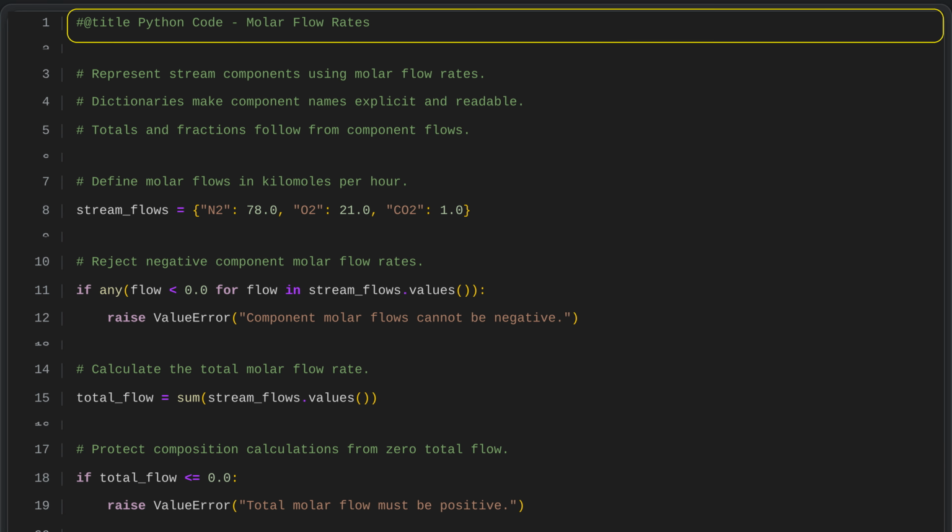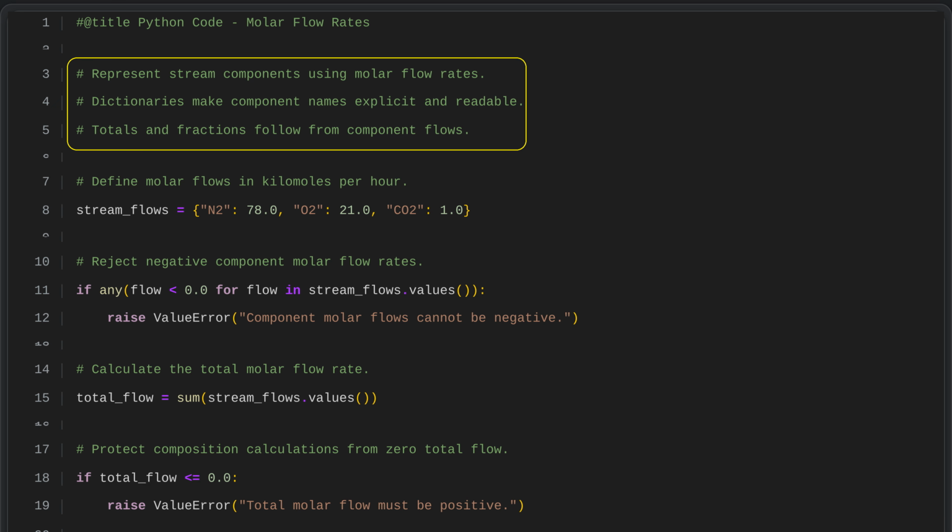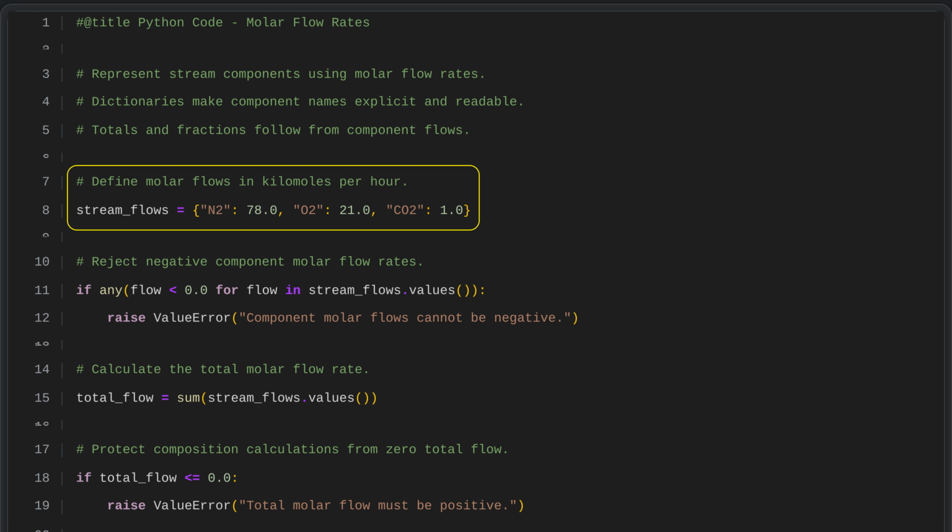Python code. Molar flow rates. Represent each stream component by its molar flow rate, using dictionaries to keep component names clear and readable. From these component flows, you can directly determine the total flow and the corresponding fractions. A stream flows dictionary stores the molar flow rates of each component in a stream.